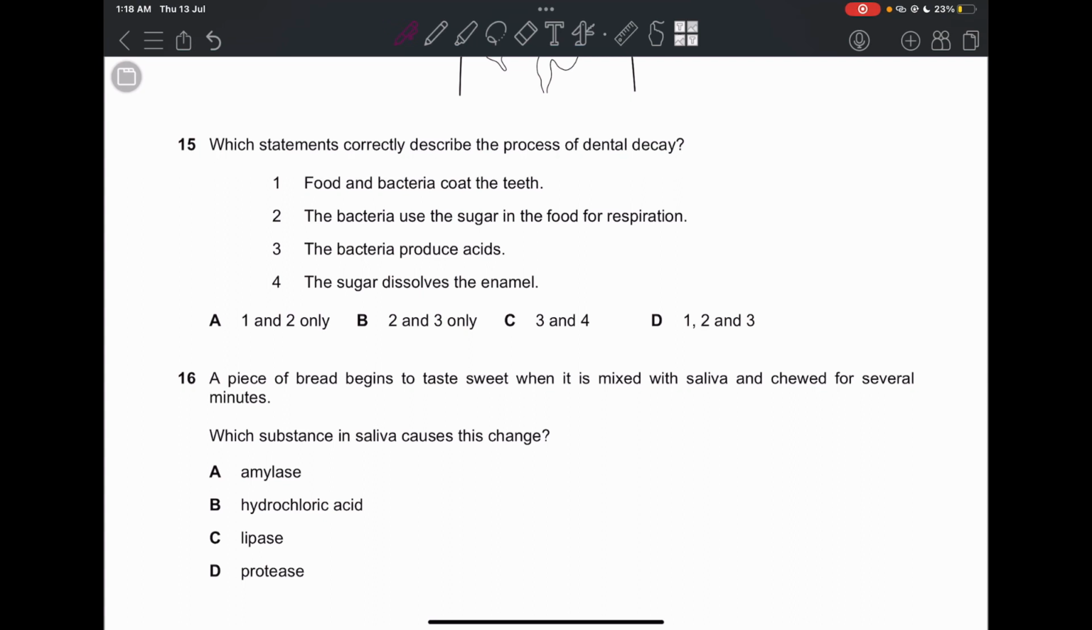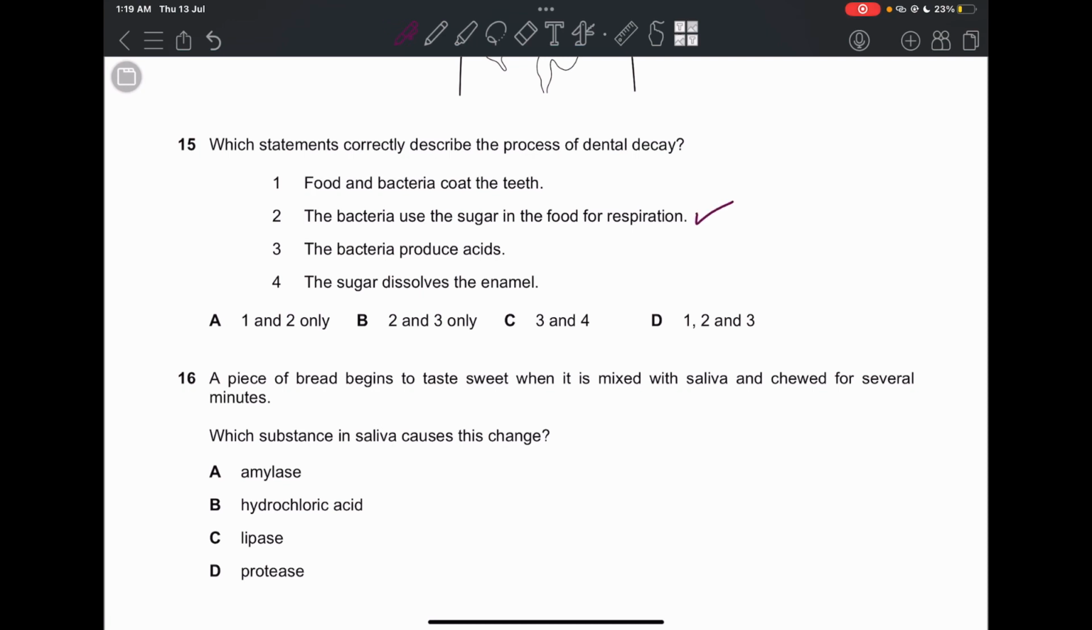15. Which statements correctly describe the process of dental decay? Let's read the statements. Food and bacteria coat the teeth. The bacteria use the sugar in the food for respiration. The bacteria produce acids. The sugar dissolves the enamel. Now we know that number 1 is correct because the first stage of dental decay starts with the food and bacteria that are coating the teeth, because the person does not brush their teeth, so the food accumulates on the teeth. So then the bacteria will come and they will use the sugar in the food for respiration.